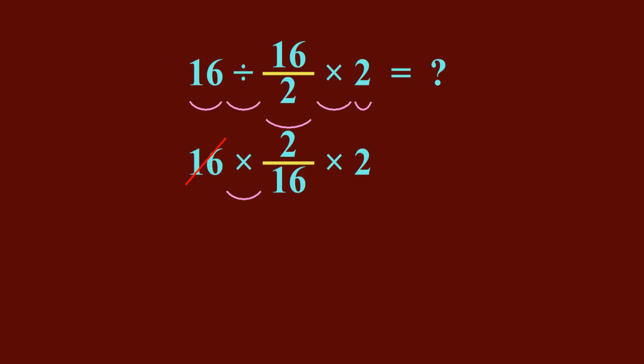We can easily cancel this 16 and this 16, which gives 2, and here again we have times 2. So here we have this 2 times 2, which equals 4. And this is our final answer to this problem.